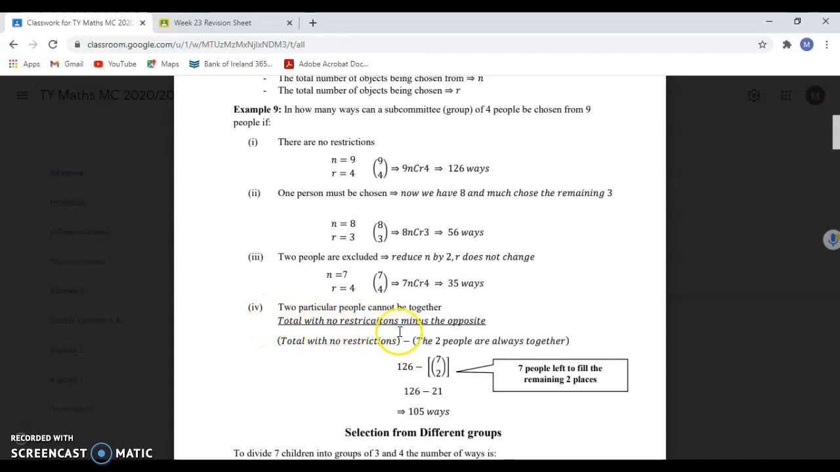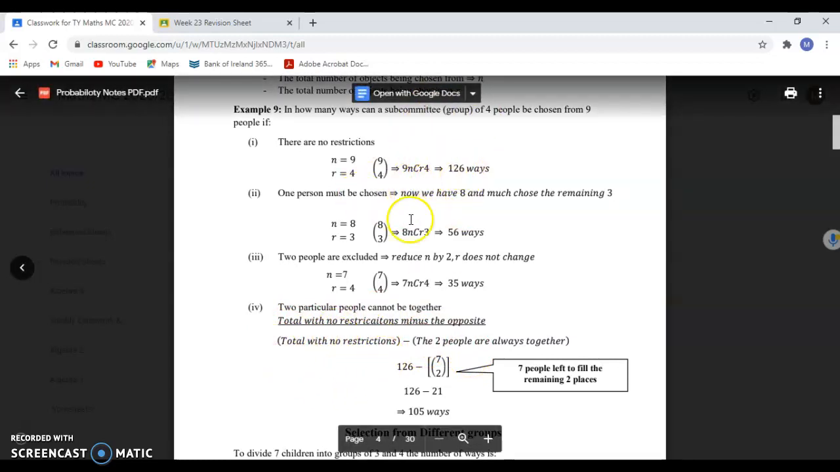These days when we hear restrictions, we probably think of all the things that we're not allowed to do. Anyway, I've spelled that incorrectly, so I must change that. So two particular people cannot be together. We find the ways that they are together and do the total minus that. The total with no restrictions we found out was 9 choose 4, which is 126.